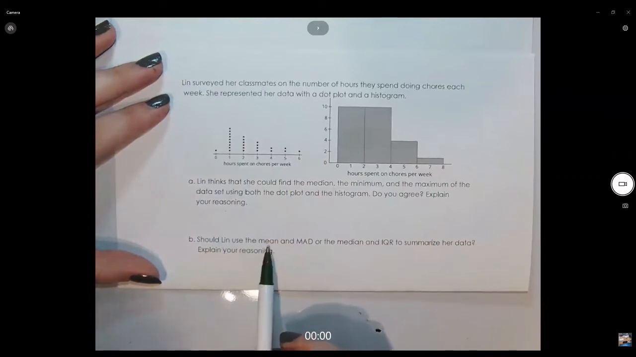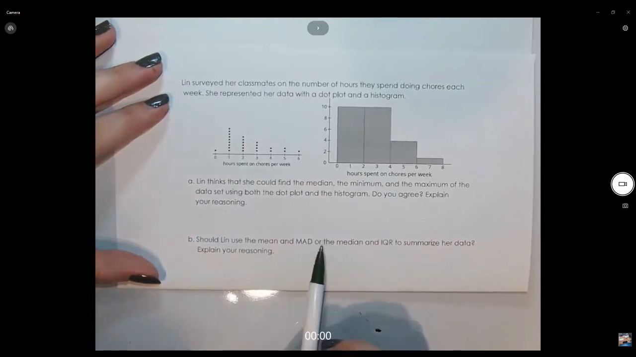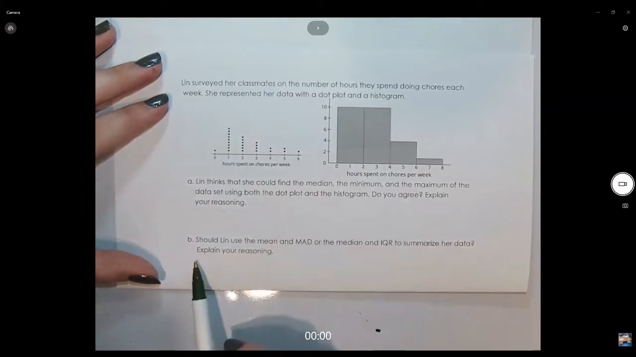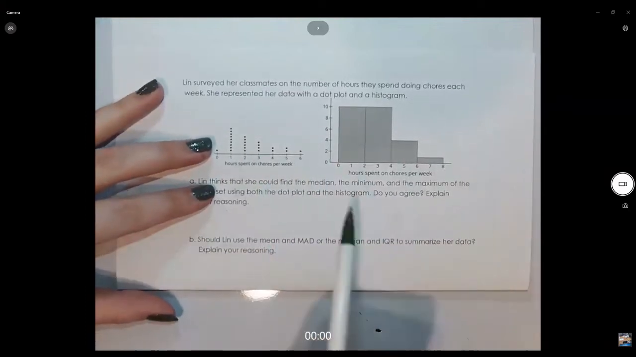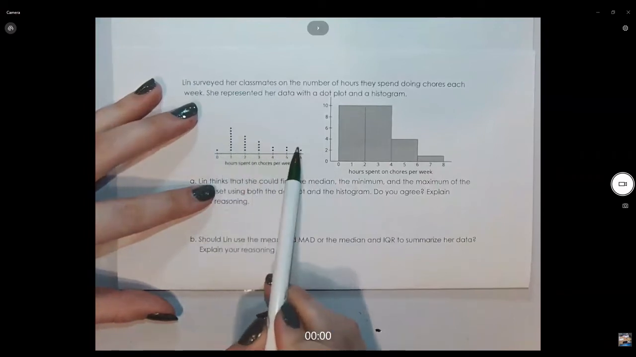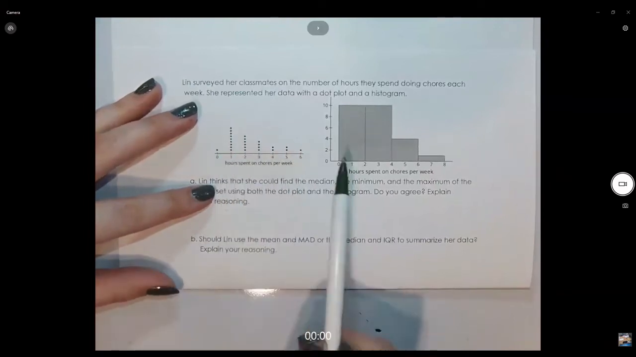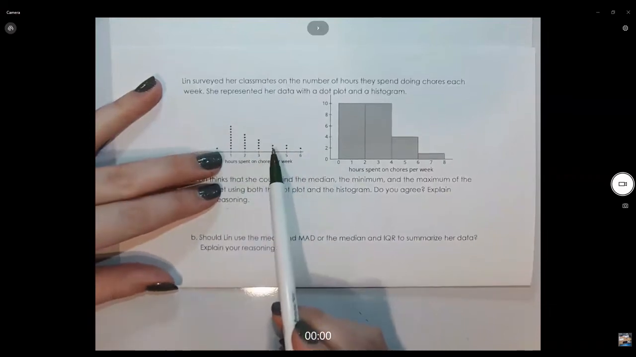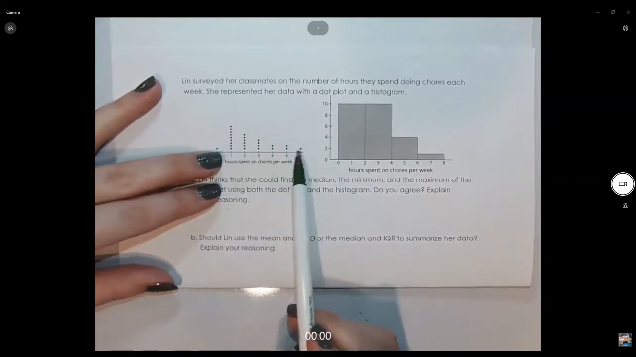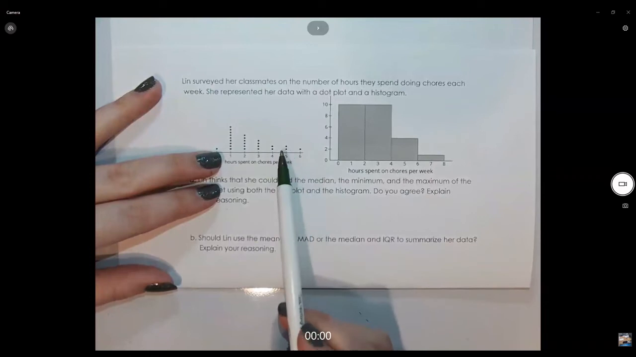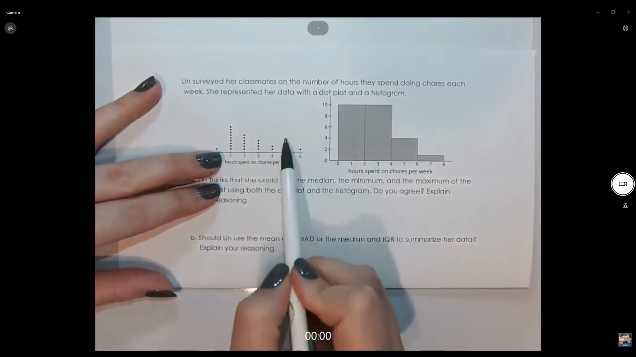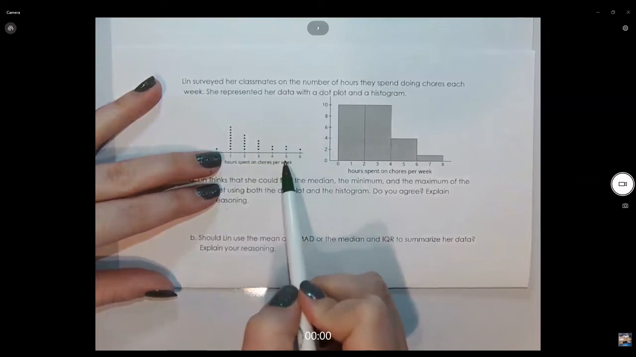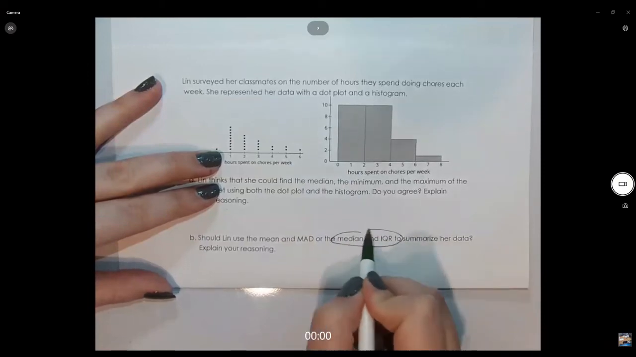Should Lynn use the mean and the mean absolute deviation or the median and the interquartile range to summarize her data? Since these represent the same data, we could look at either one, but you notice that this data is skewed to the right. Most of our data is over here. We have a little bit of data pulling our average over here to the right. So we don't want to use our average to describe it because it's being skewed by these data points over here to the right. So we want to use median and interquartile range to describe the measure of center and the spread.